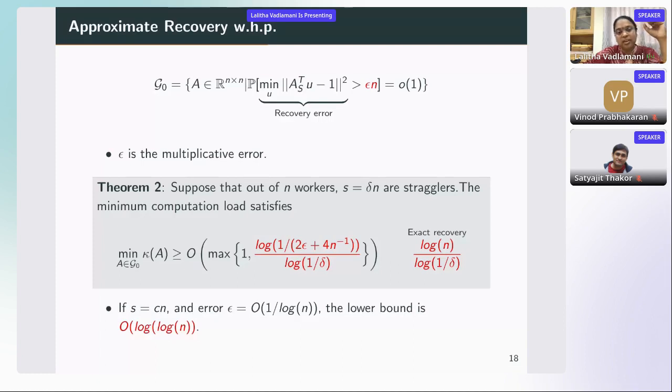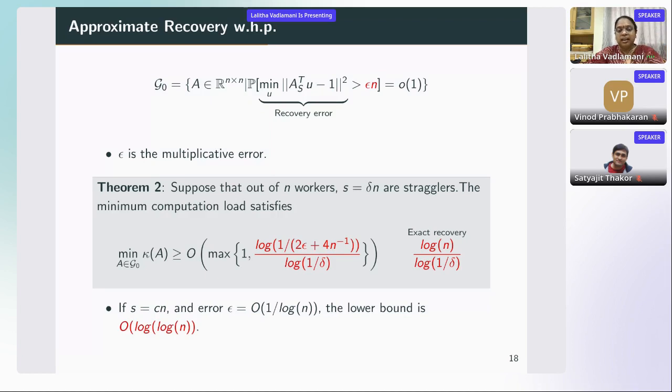Okay, so if we impose both the conditions, then the theorem says the computation load is lower bounded by some quantity, which is something like log of 1 by epsilon divided by log of 1 by delta. Asymptotically, it's that factor, if you neglect this n inverse here. So earlier, when you had exact recovery, you had log n divided by log 1 over delta. Here in this case, it is log of 1 over epsilon divided by log 1 by delta.